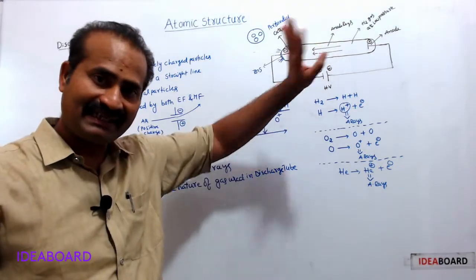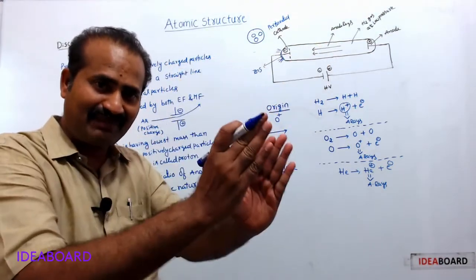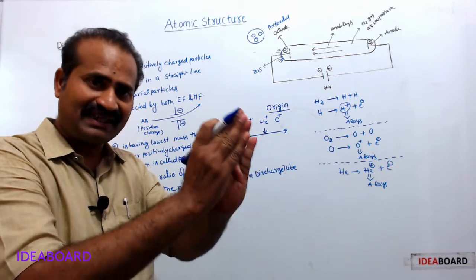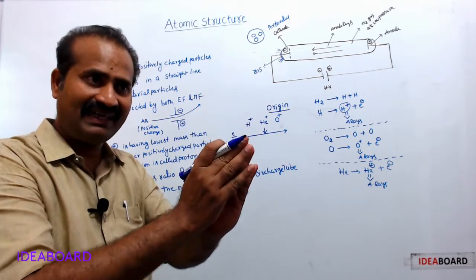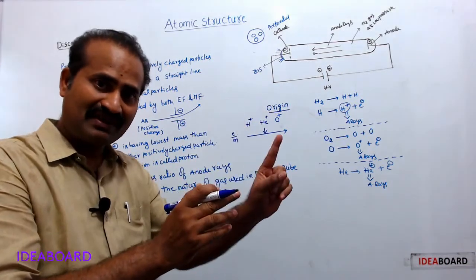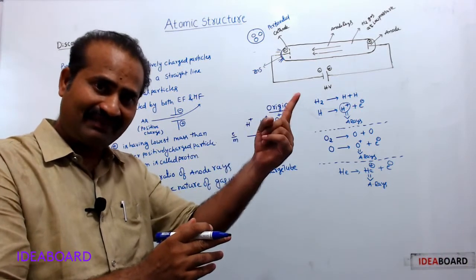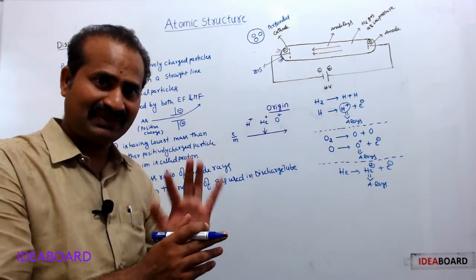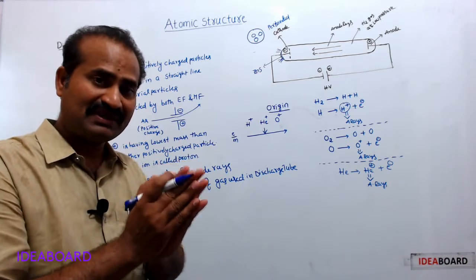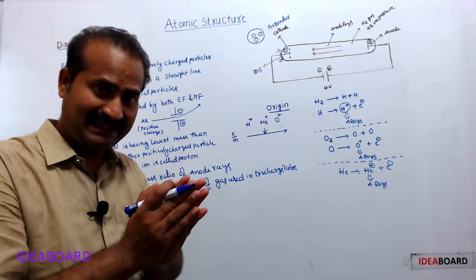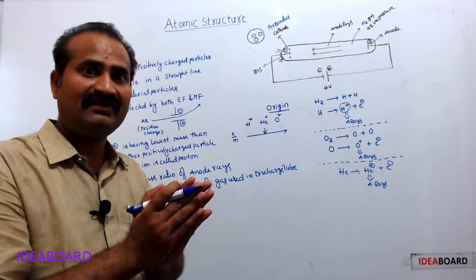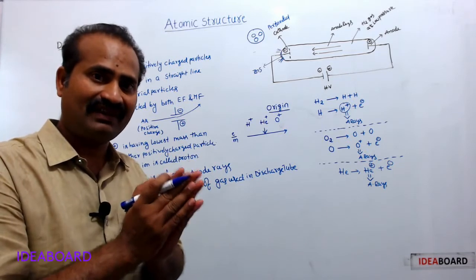whatever the gas taken in the discharge tube, always same negatively charged particles are generated. Those are electrons. That's why their charge to mass ratio remains same whatever the gas used. Means charge to mass ratio of cathode rays is independent of nature of gas. This is very, very important.